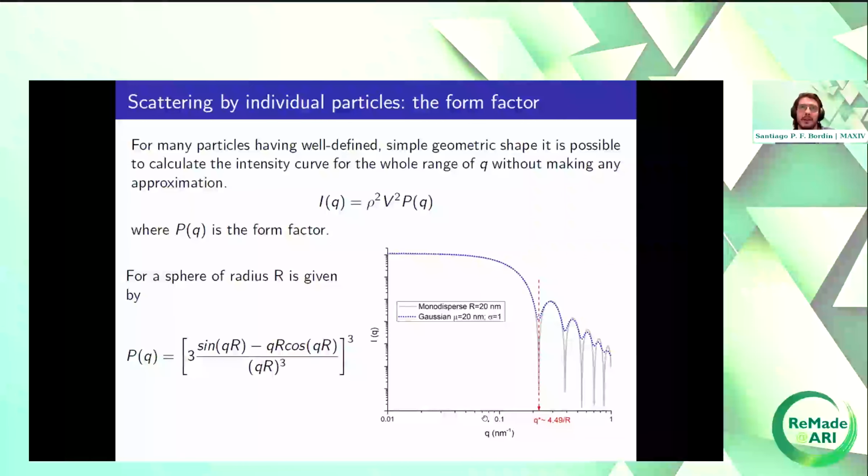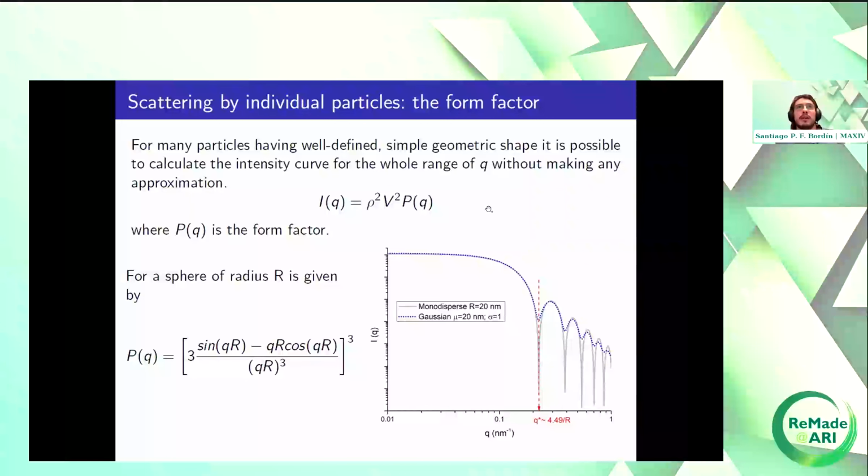But in reality it is not so common to have a monodispersed system. We have a polydispersed system with a certain distribution, but we can still analyze the data. Here I plot a Gaussian polydispersed system with an average radius of 20 nanometers, and this is the sigma value. We can see that the minima are not well defined, they start to lose definition, and the broad peak becomes broader, but we can still get the size distribution of our sample.